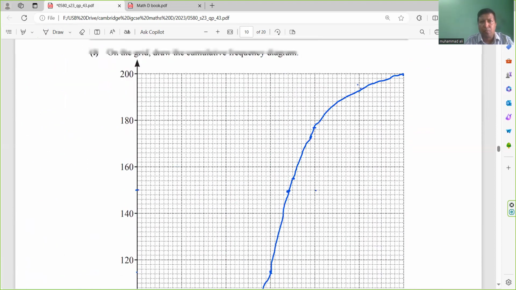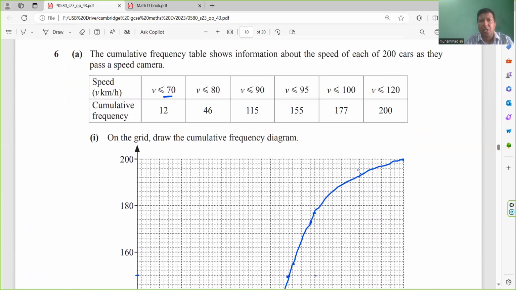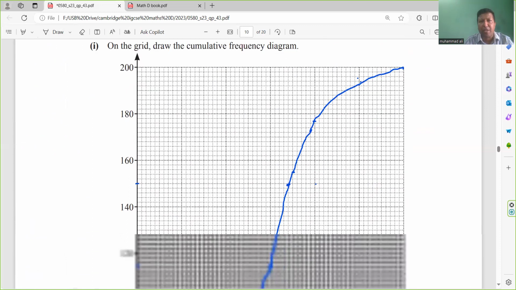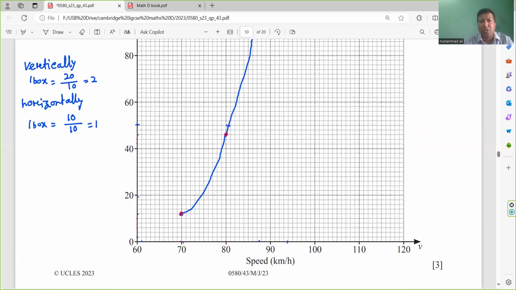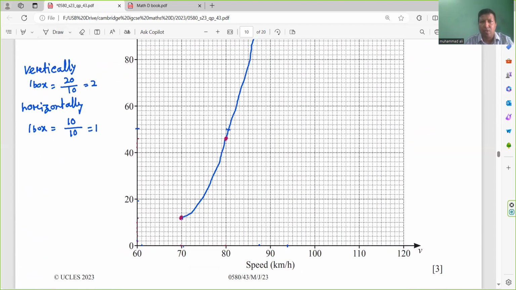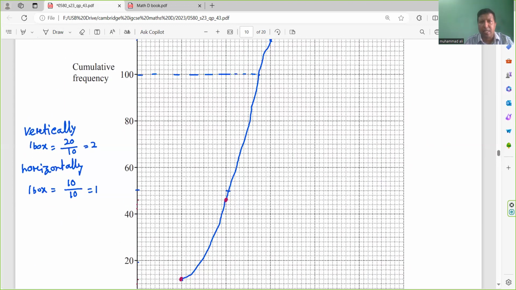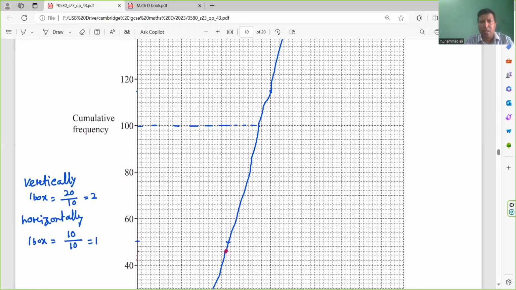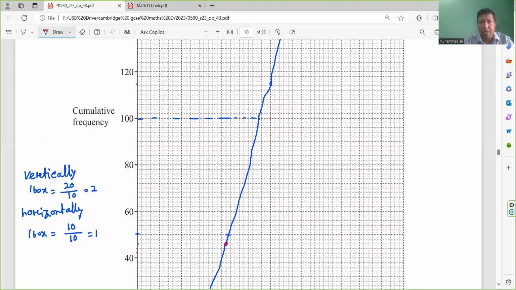Now, V less than or equal to 90, 115. 90 is here, and 115. This is 120, so going down 118, 116, obviously 115 is here. This is another coordinate.